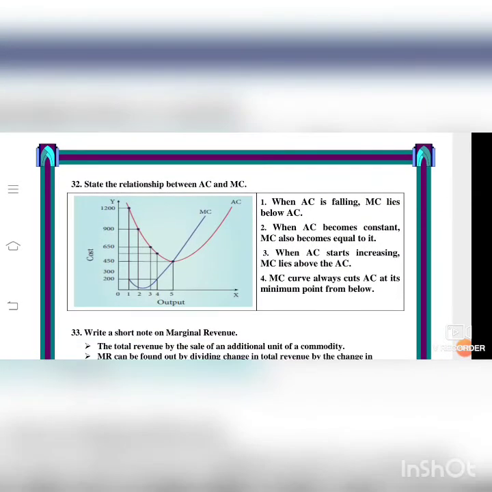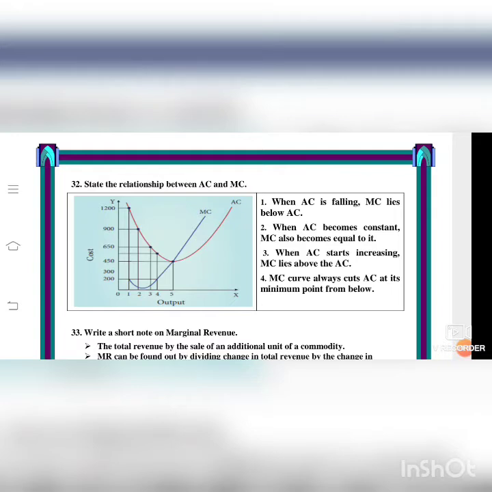Next we will see the relationship between AC and MC. AC means average cost curve and MC means marginal cost curve. It is very important. The diagram will be drawn and the explanation will be written. That is called stating the relationship between average cost and marginal cost. The x-axis is output and the y-axis is cost. So you will draw the diagram perfectly. This is a very important question. You will draw the diagram and explain.